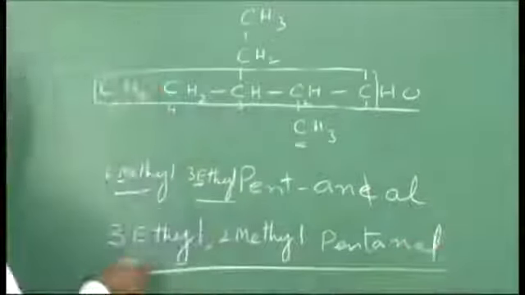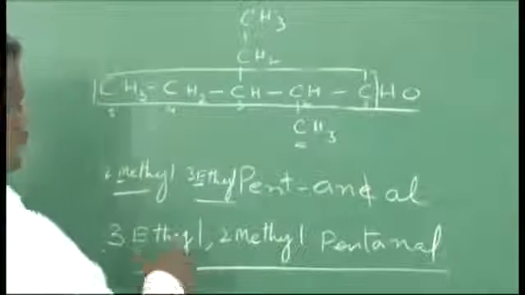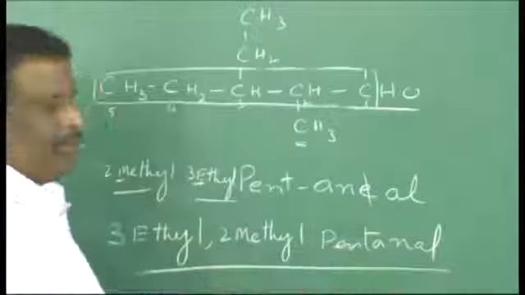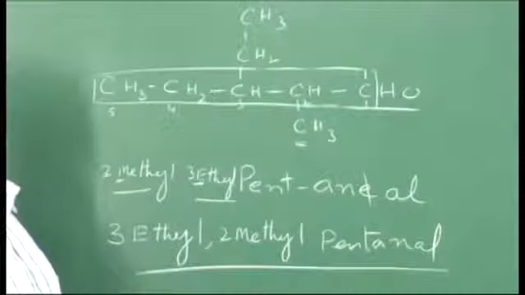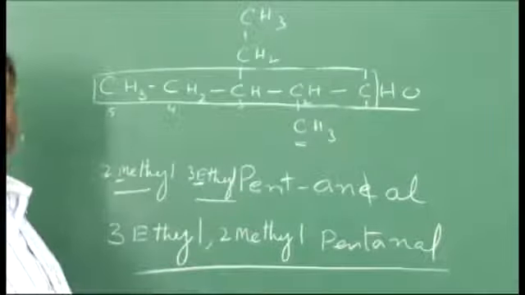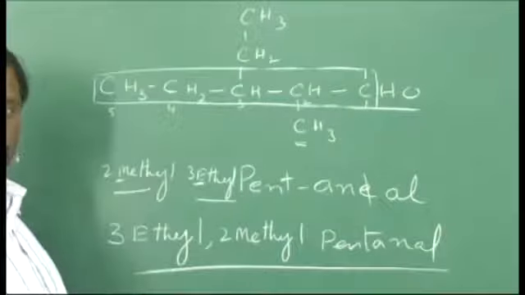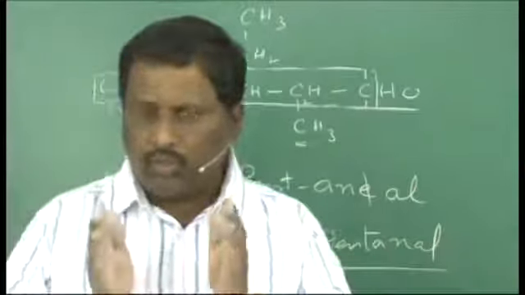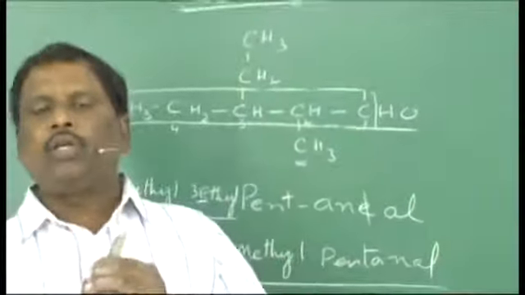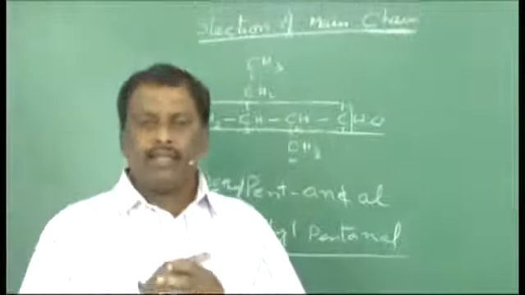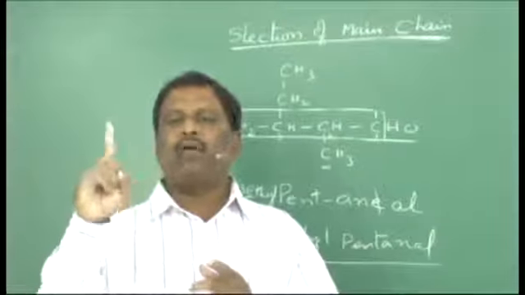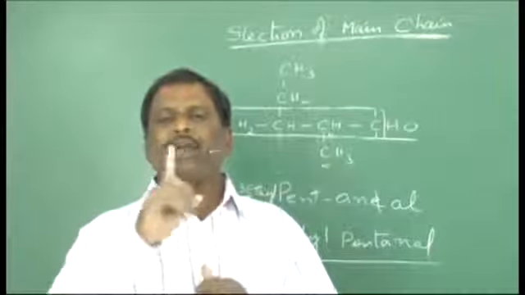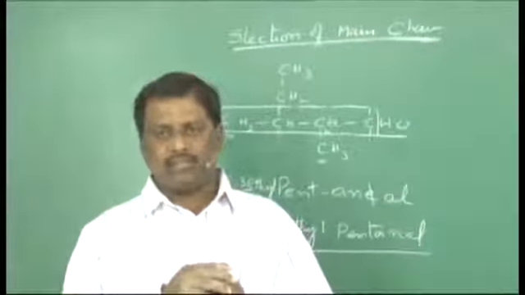This is the name of this compound, 3-ethyl 2-methyl pentanol. So, while selecting the main chain, we have to follow the rules. Rule number 1, the main chain should contain the maximum number of carbon atoms.